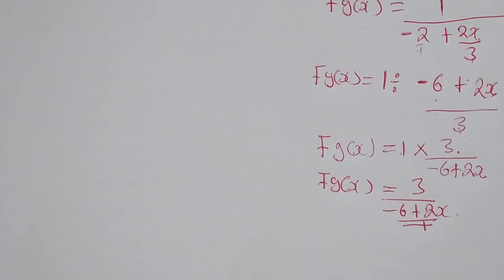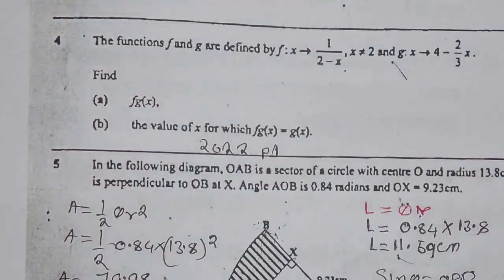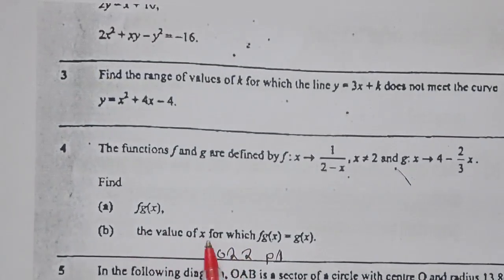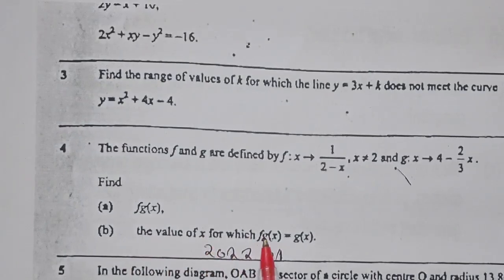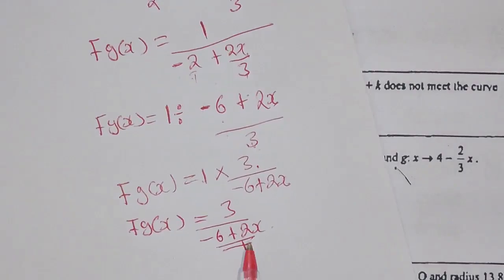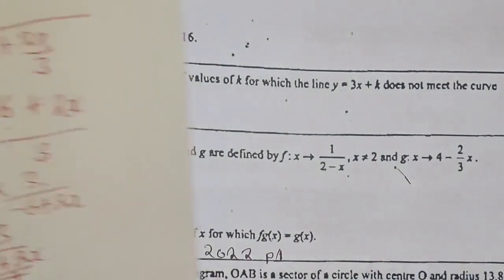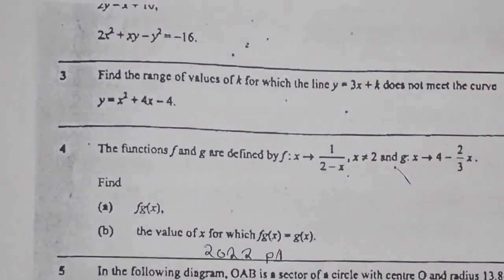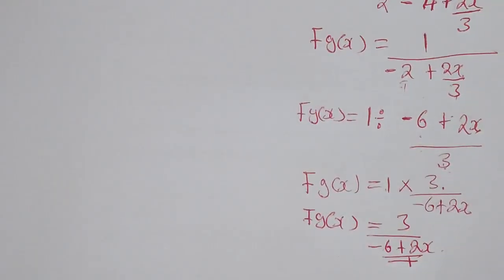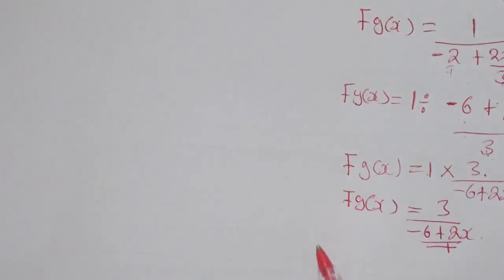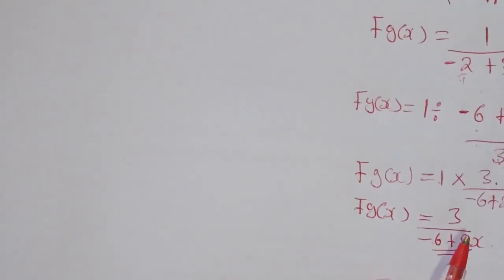So let's now proceed to question B, which reads, the value of x for which fg of x is equal to g of x. Here they simply mean that the fg that we found, we equate it to g of x, and then we find the value of x. So let's solve this. They have told us that fg of x is equal to g of x.